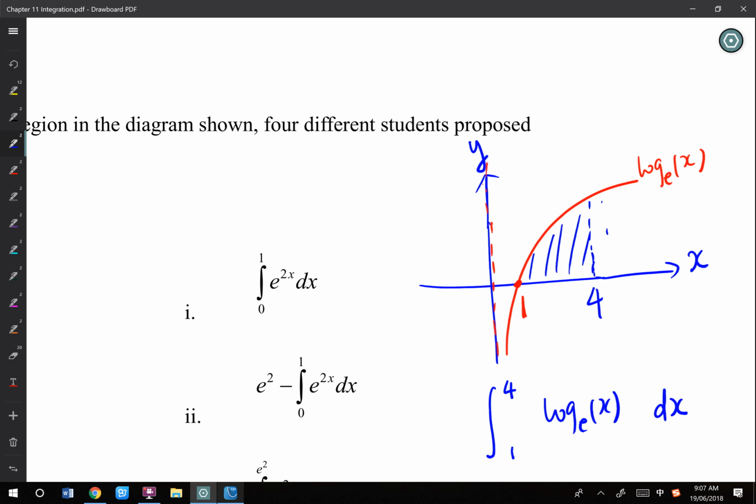I have a y-axis and I have an x-axis. I have a log function. Okay, I'm not going to draw the asymptotes, but I can bound the area.